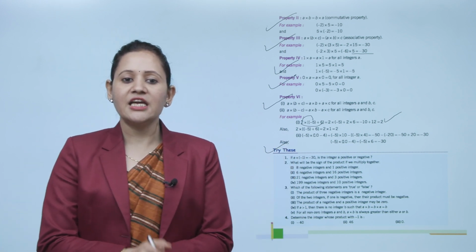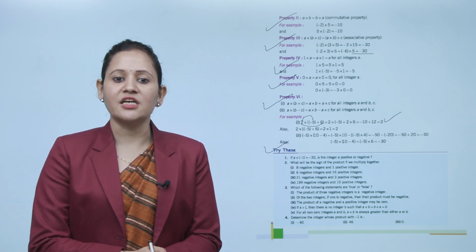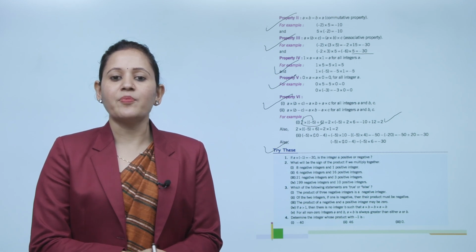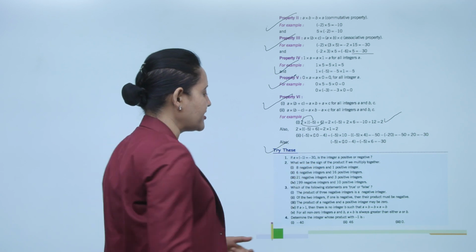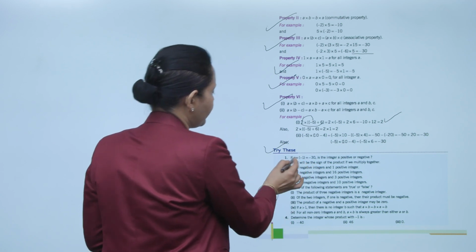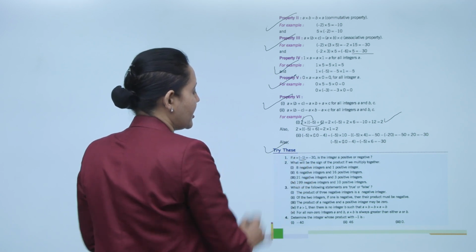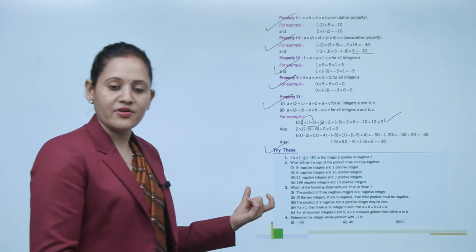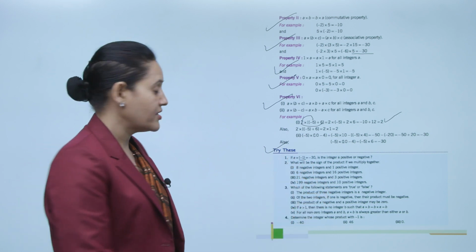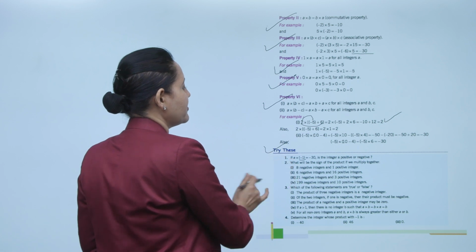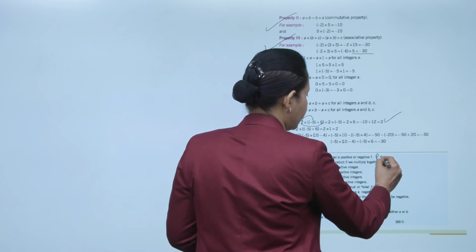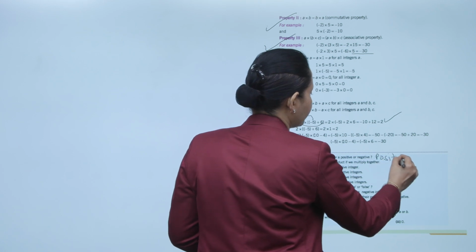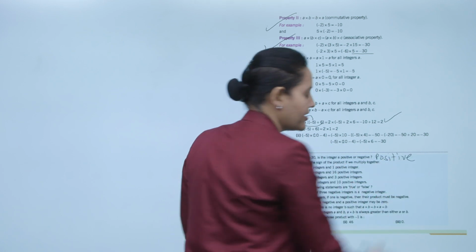If a into -1 equals -30, is the integer a positive or negative? Here, the product is negative. Here, one number is negative. If the other number is negative, then the product will be positive. So, the other number should be positive. Then only the product will be negative. Clear?